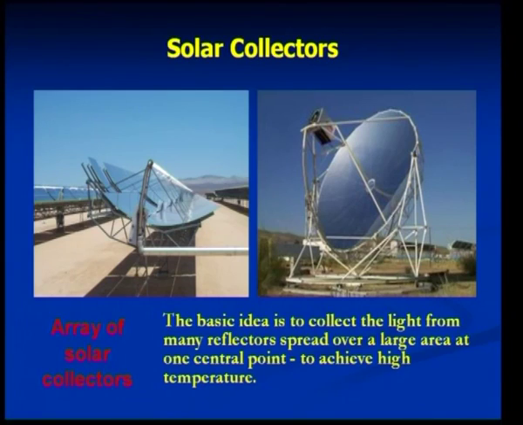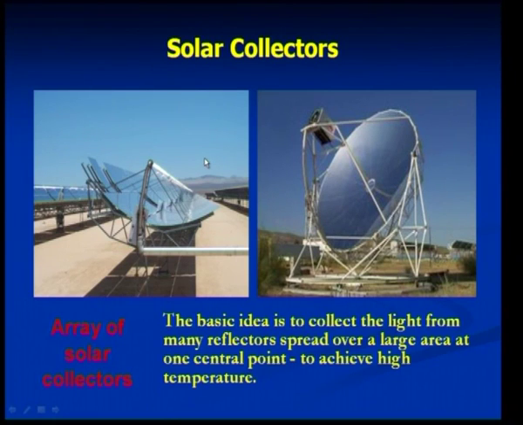Now, the solar collector pictures are shown over here. There is an array of solar collectors here. The basic idea is to collect the light from many reflectors spread over a large area at one central point in order to achieve a high temperature. So, this picture shows an array of solar collectors.